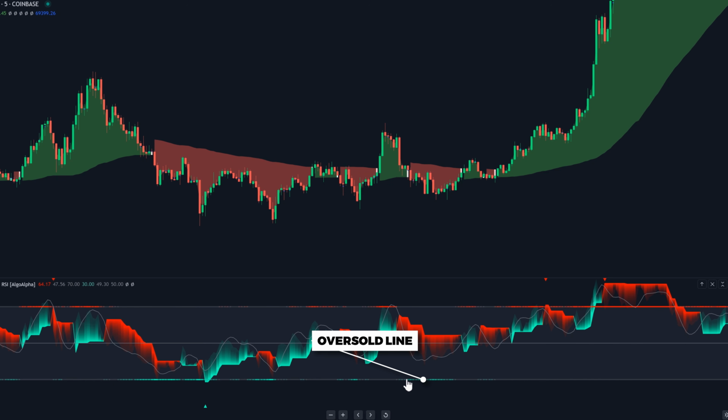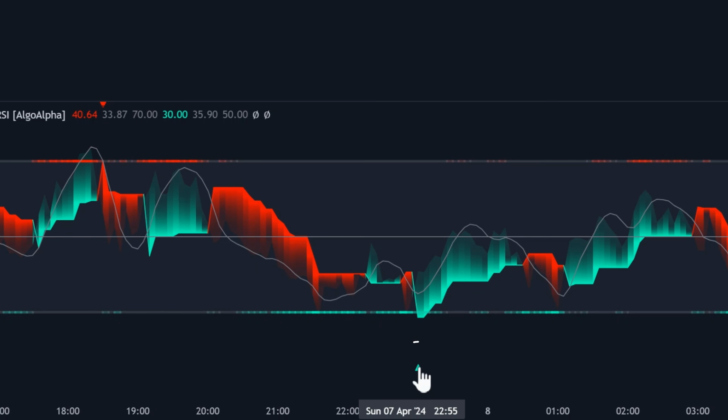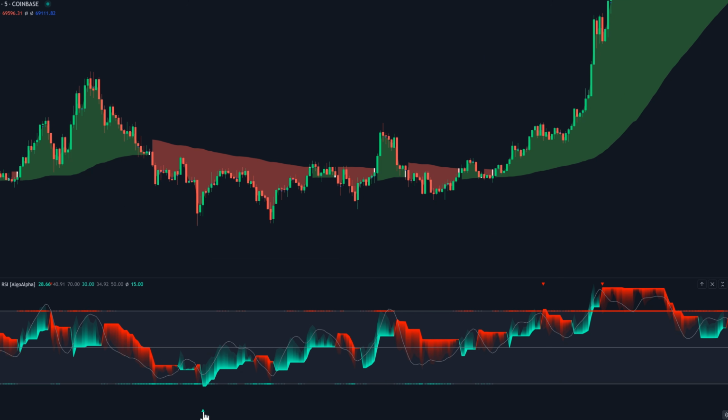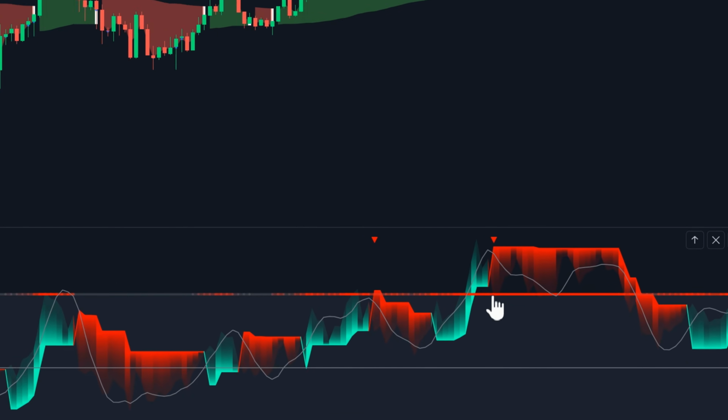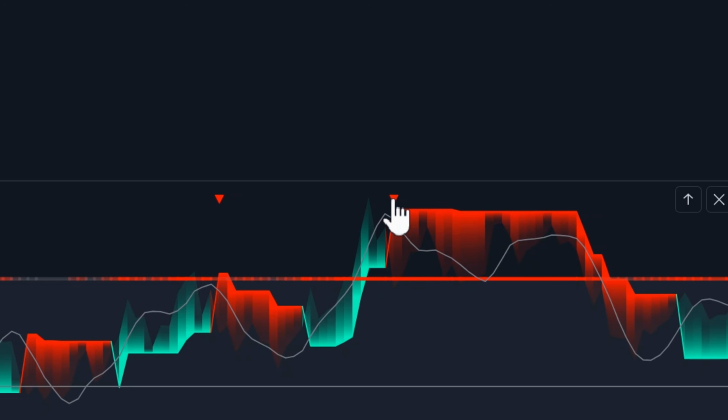Whenever the supertrend line goes under the oversold line, that would indicate that the market may be oversold and a blue upward arrow is going to be printed. This is a buy signal. On the other hand, whenever this supertrend oscillator crosses above the overbought level, that would indicate that the market might be overbought and a red downward arrow is going to be printed. This downward arrow represents a sell signal.